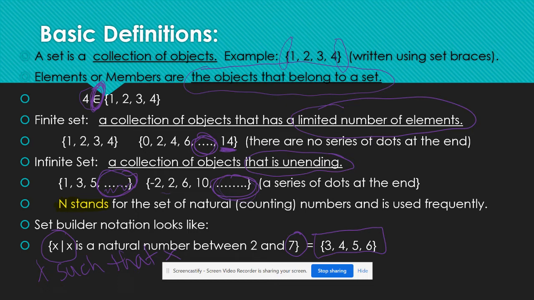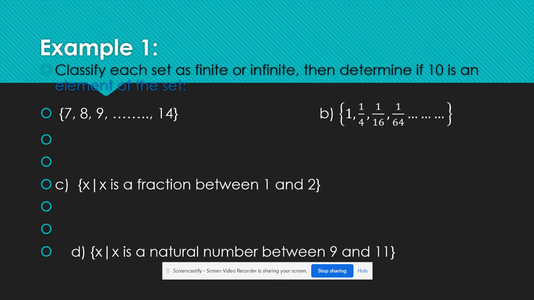Go ahead and pause this if you need to write anything down that you missed, and then head over to example 1. Classify each set as finite or infinite. That's the first thing we're going to do. So {7, 8, 9, ..., 14}. This set is going to be finite because we don't have dots at the end. We have a 14 at the end.